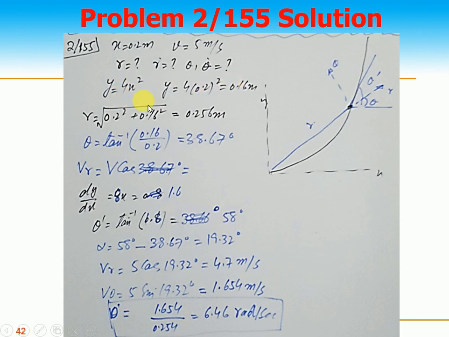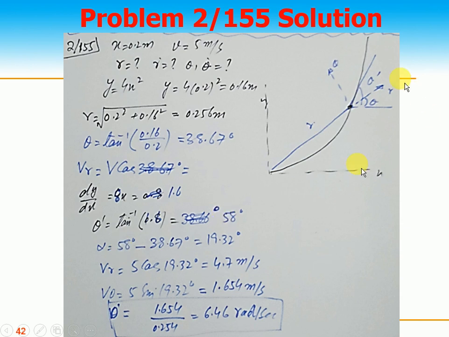As y is equal to 4x squared, given x is equal to 0.2, we get y is equal to 0.16, and from taking the square root of x squared plus y squared, we get the value of r. Similarly, we can find the angle, tan inverse of the y component over the x component, 38.67 degrees. Okay, let's take the derivative. The derivative means the slope at that particular point, dy by dx is equal to 8x, which is equal to 1.6, and that gives an angle of about 58 degrees.